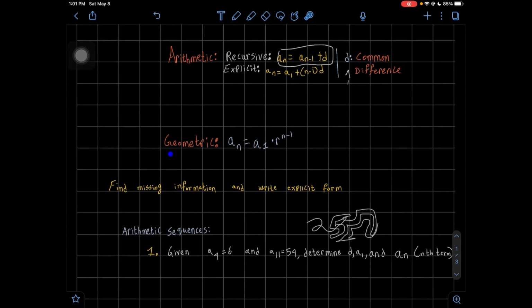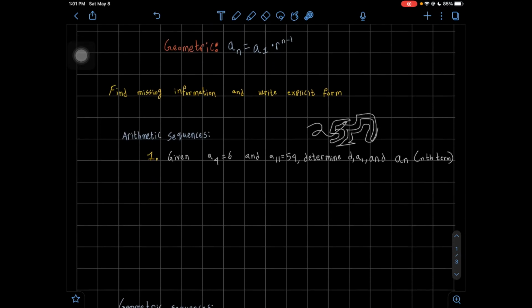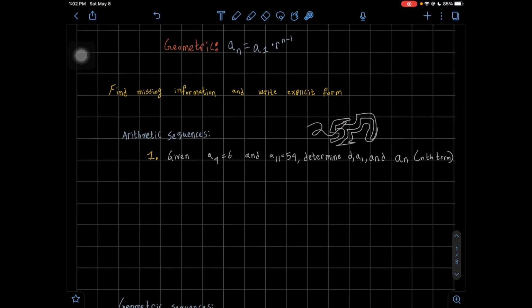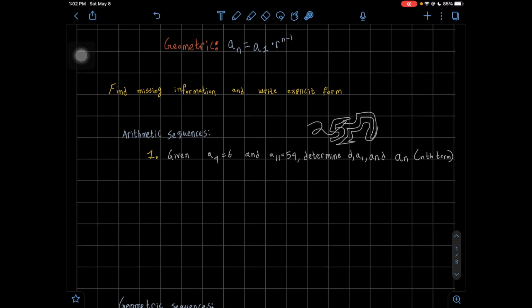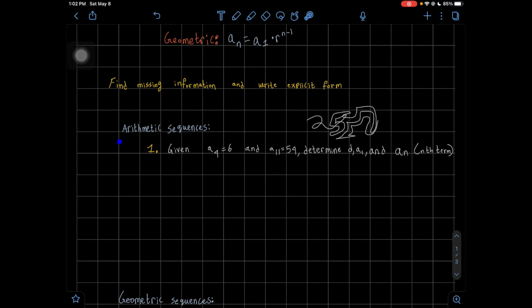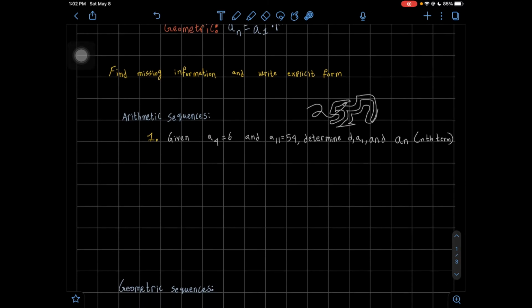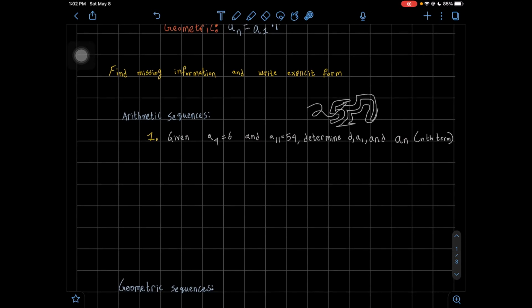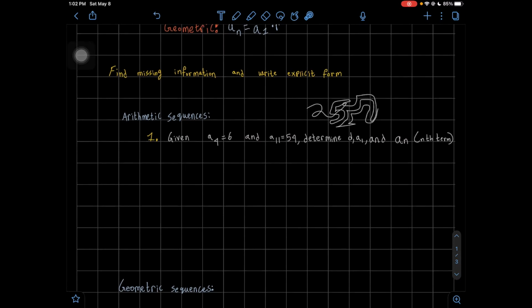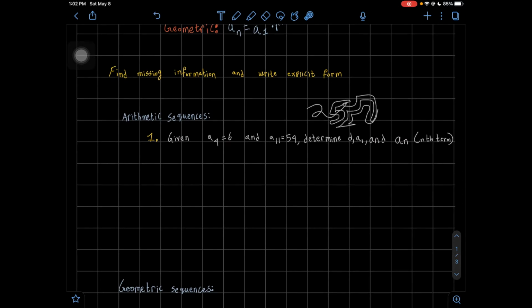For a geometric sequence, a of n equals a1 times r to the power of n minus 1. We have some practice problems here which say that we must find the missing information and write them in explicit form. We can see that this first problem is just an arithmetic sequence. Given a subscript 4 equals 6 and a subscript 11 equals 54, determine d, a1, and a of n, or the nth term, which whenever you see a of n, just means you're looking for the equation.